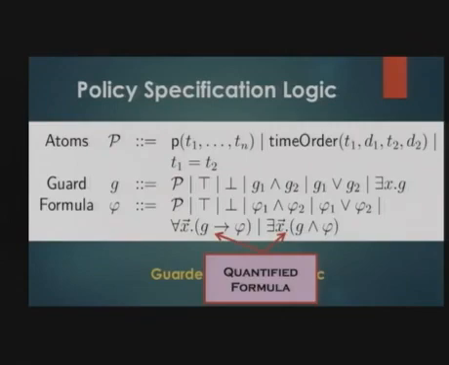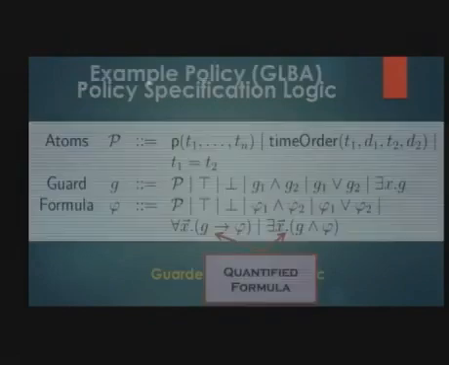So the first one is called universal quantification. The second one is called existential quantification. So you can see the relation: universal basically says for all x, something has to be satisfied. For existential, it basically says there should be at least one instance for which the formula is satisfied. Okay. Now let's look at some example policies.